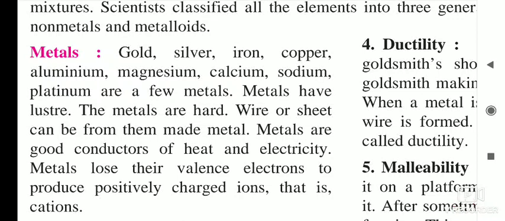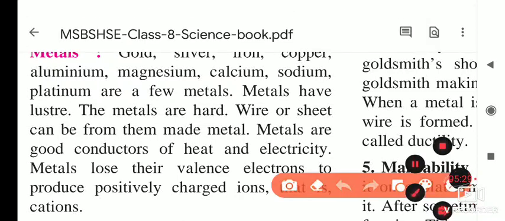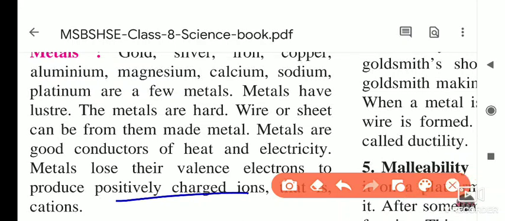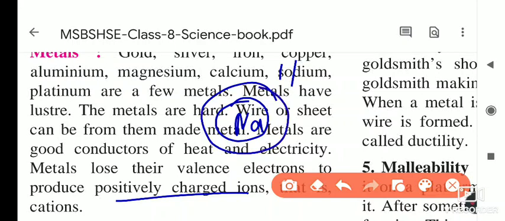Metals lose their valence electrons to produce positively charged ions. Metals lose their electrons, meaning they have that tendency. Let's see an example: sodium is a metal, its atomic number is 11. So in the first orbit how many electrons are there? 2 electrons. In the second orbit how many electrons are there? 8 electrons are there in the second orbit.